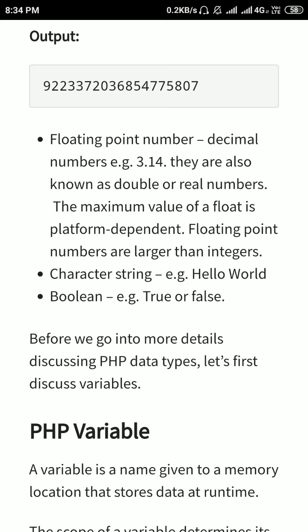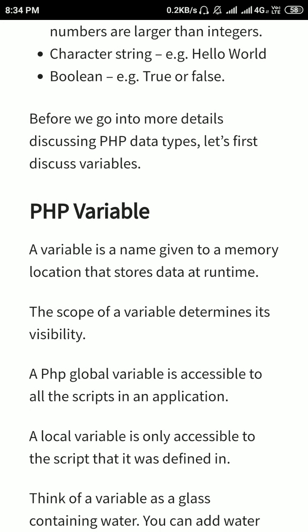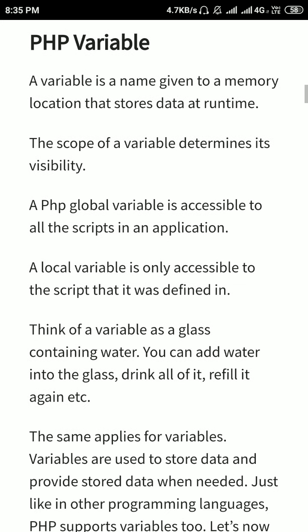So before we go into more details discussing PHP data types, let's first discuss variables. What is a variable? A variable is a name given to a memory location that stores the data at runtime. The scope of variables determines its visibility. A PHP global variable is accessible to all the scripts in an application, and a local variable is only accessible to the script that it was defined in, like a function, right?